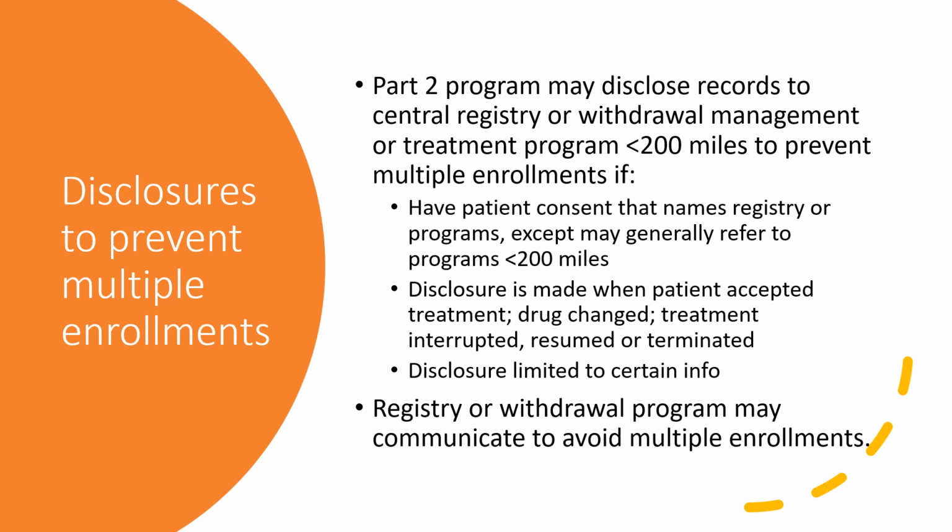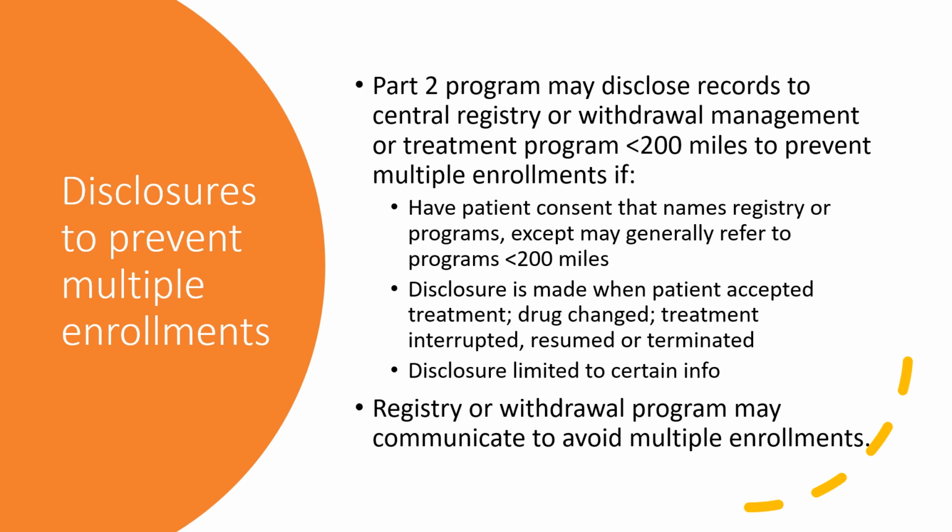So we want to make sure that we're preventing multiple enrollments. So we can disclose records to central registries or withdrawal management or treatment programs that are less than 200 miles away to prevent multiple enrollments. And this would be something along the lines of opioid treatment facilities, which would specifically utilize this. We want to make sure that the client's not getting Suboxone over here, and then going somewhere else and getting Suboxone somewhere else. We want to make sure that doesn't happen.